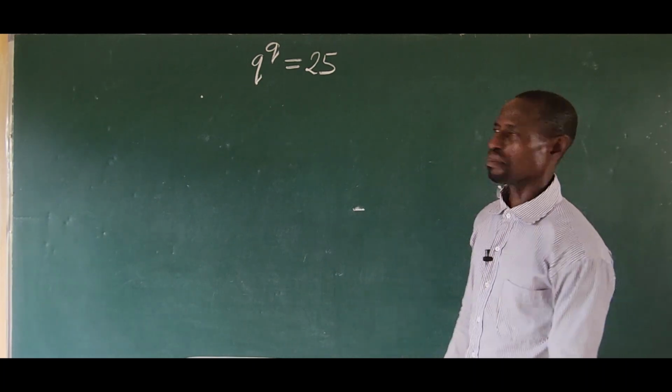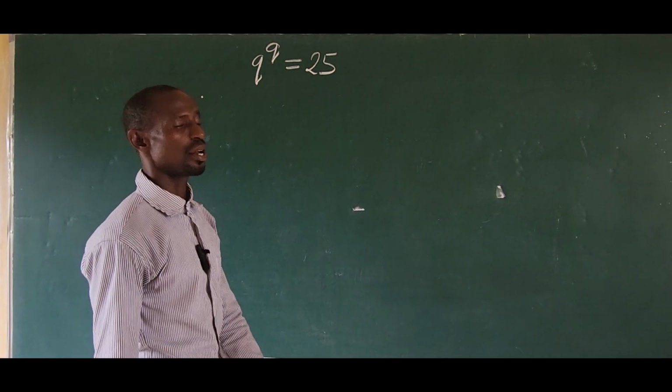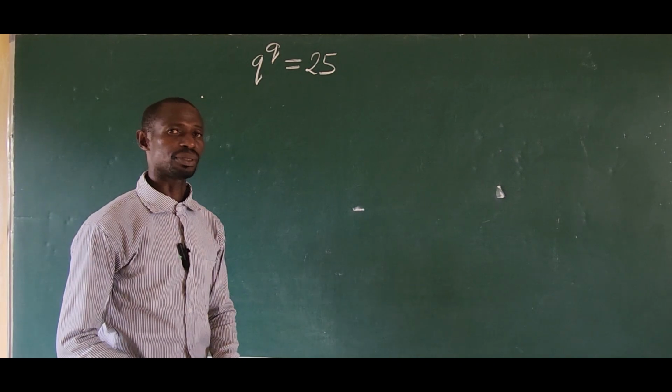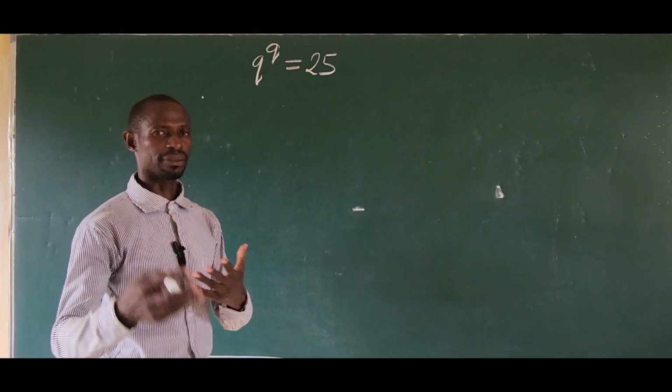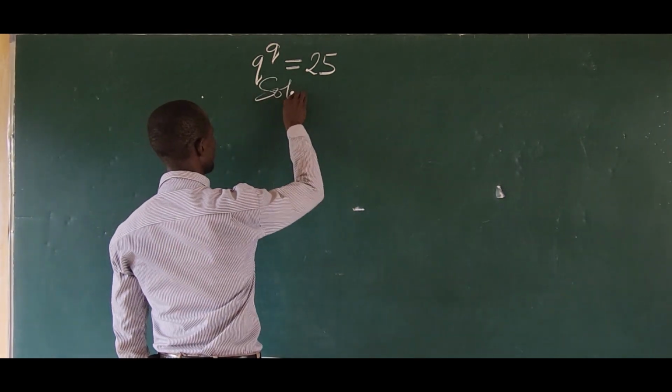So we have q to the power of q equal to 25. What is the value of q that will give us 25? Sorry, q raised to itself that will give us 25. In other words, what number can we raise to itself to give us 25? So let's take our solution first.